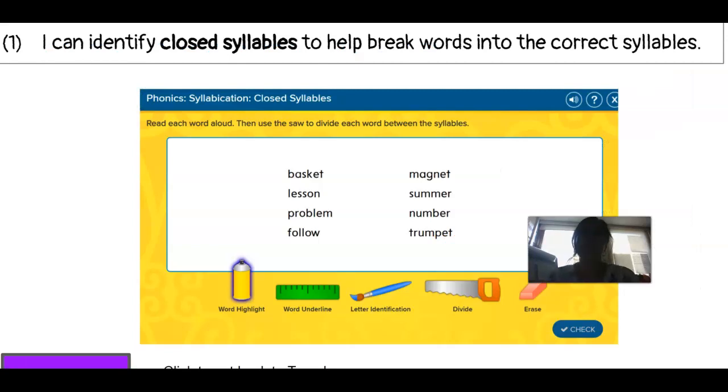After reading our passwords, we're now going to set up our purpose as readers today. I can identify closed syllables to help break words into the correct syllables. So let's look at these words on our screen to find out what that means.